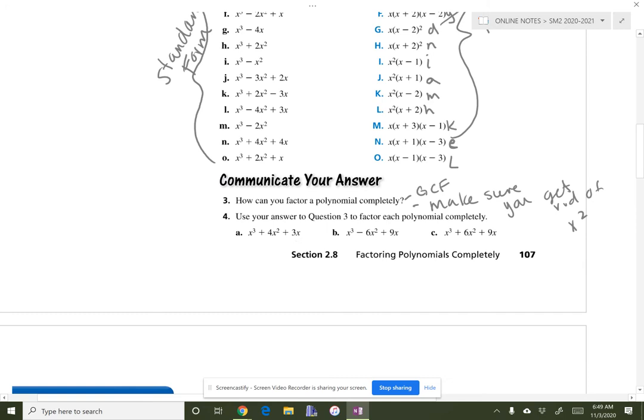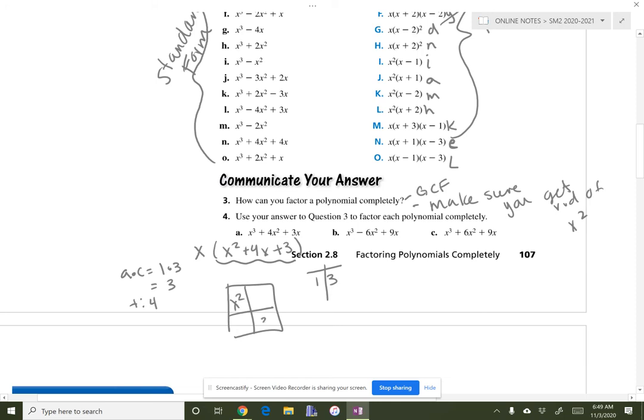First, A, x cubed plus 4x squared plus 3x. If I take out an x, I have x squared plus 4x plus 3. And then I box this one. I say, okay, what multiplies to a times c, which is 1 times 3, and adds to 4? Well, if I make my chart, the only thing is 1 and 3. So if I make my box, x squared, 3, 1x, 3x, I take stuff out. It factors into x plus 3, x plus 1.